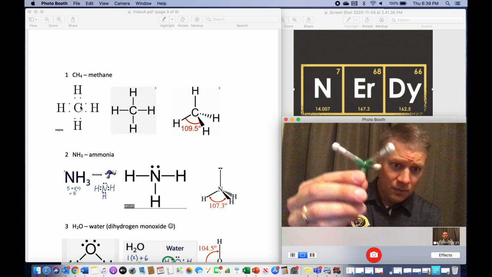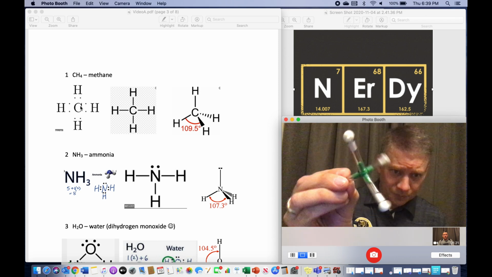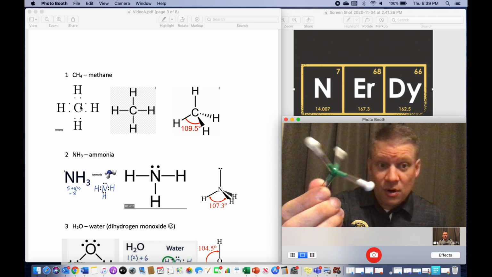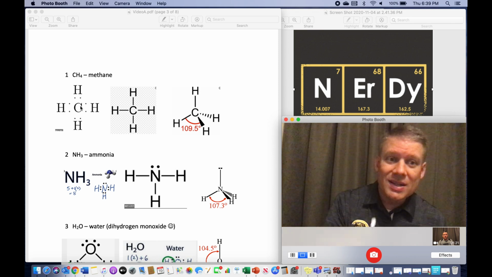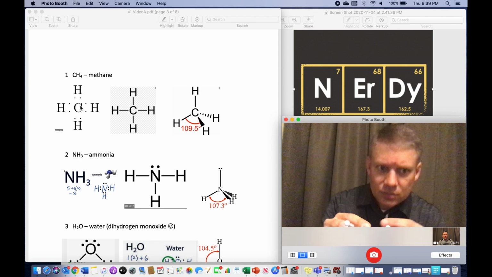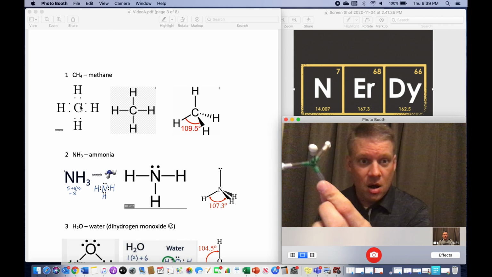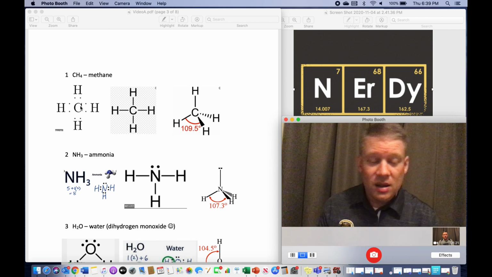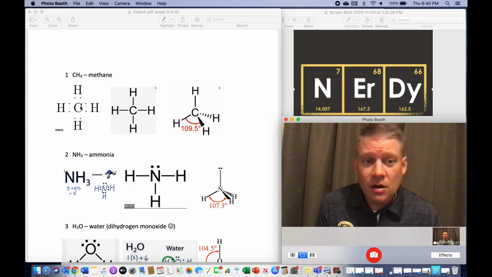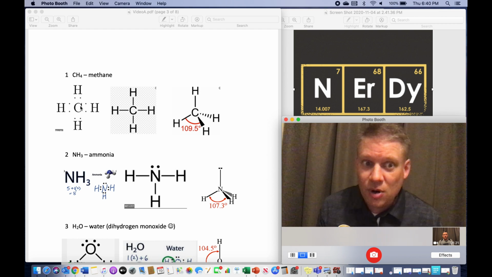And some of you, if you're at school, will be using these models. If you're at home, you can get some marshmallows and some toothpicks and make your own models if you so desire. And if you're working by yourself and you touch them with your hands, you can eat the product. The marshmallows, not the toothpick, that is.